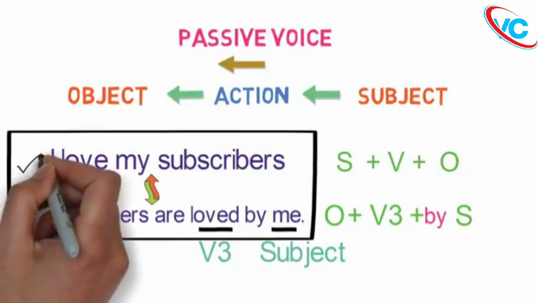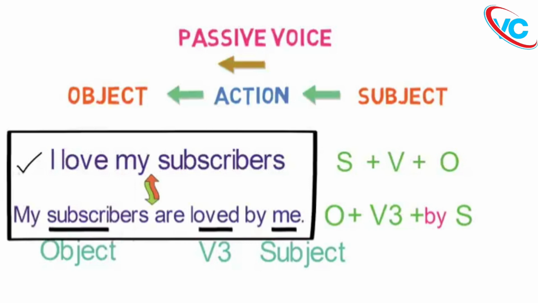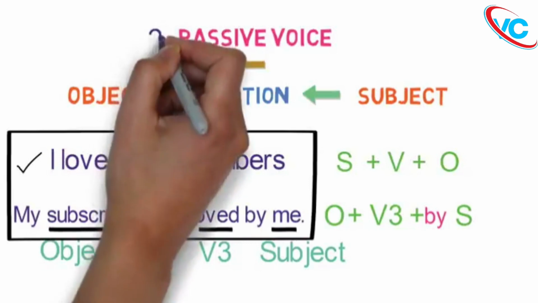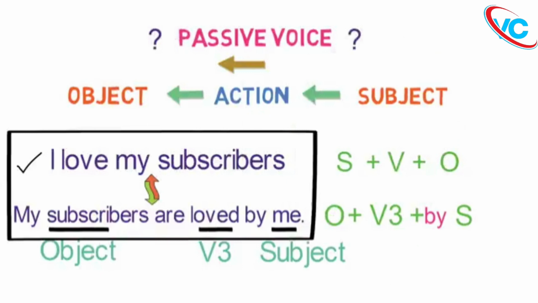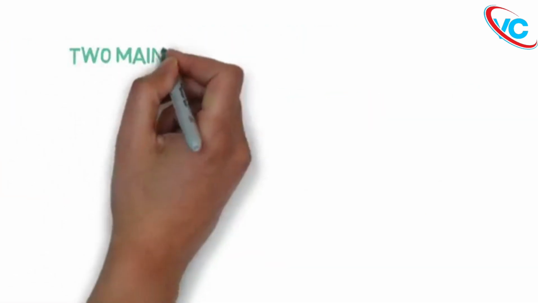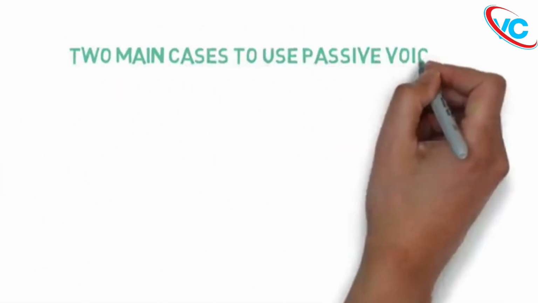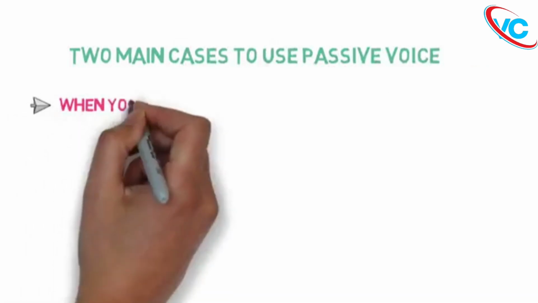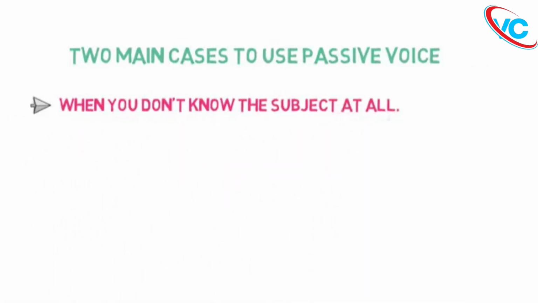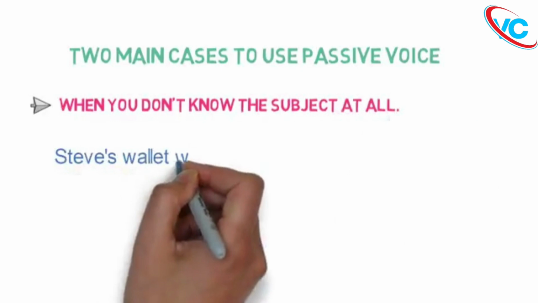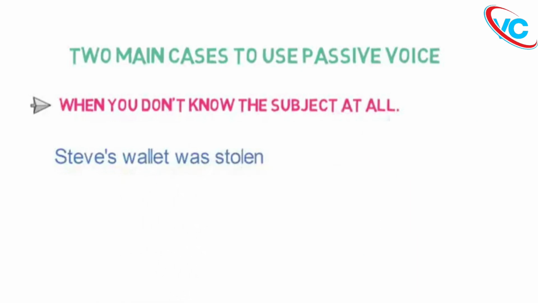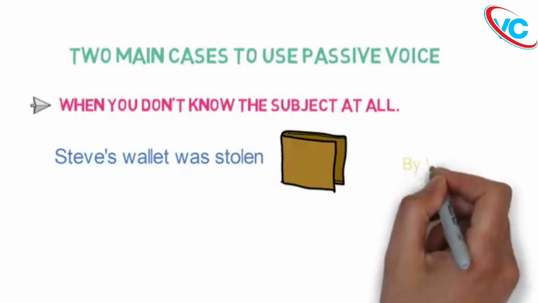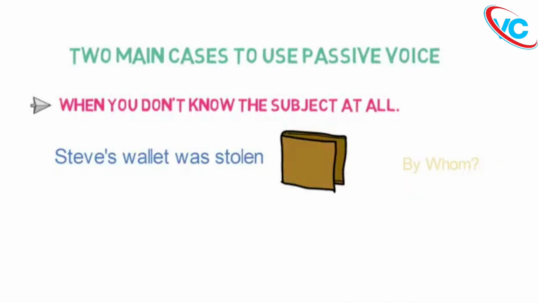We generally use active voice only. Then your next question would be, then when to use passive voice and what's the need of it? There are two main cases when you should use passive voice. When you don't know the subject at all. For example, Steve's wallet was stolen. Here, wallet is the object and it was stolen, but we don't know by whom. So, we don't know the subject here, and so we have used passive voice here.